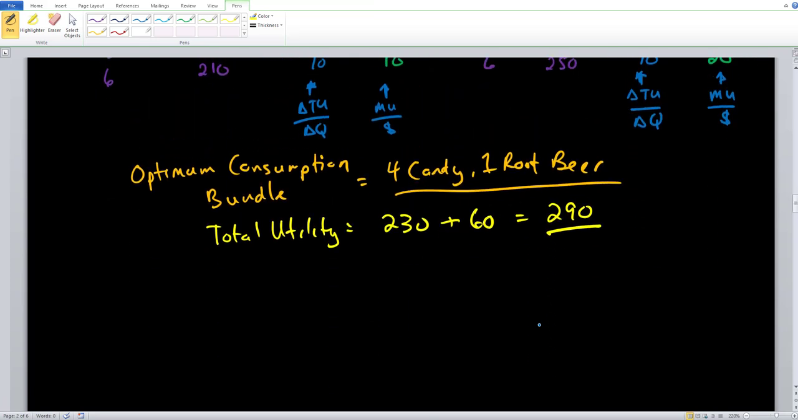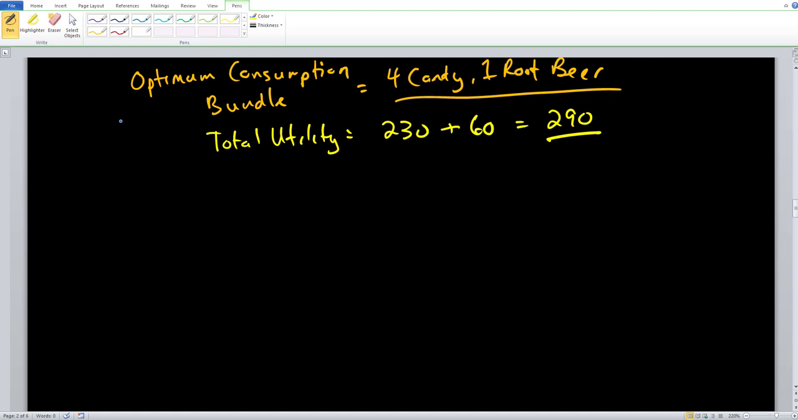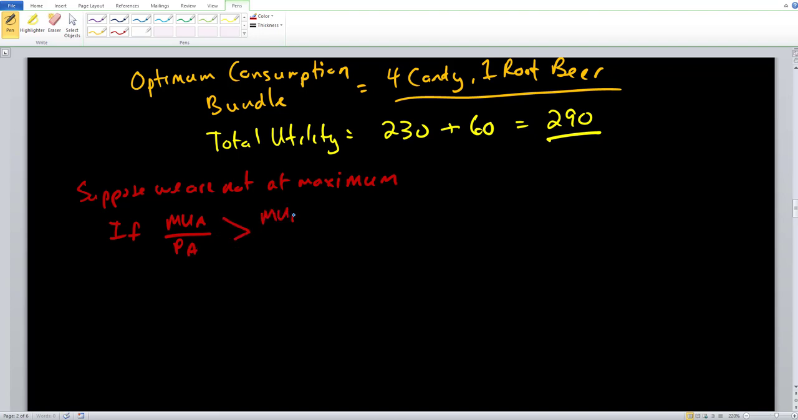So let's go ahead and write this down and see what we want to say in words. So just in full words right here. Suppose we are not at maximum. So these two things are not equal together. So what happens if this is the case? The marginal utility of good A divided by the price of good A is greater than the marginal utility of good B divided by the price of good B. So what should you do in this scenario in order for us to be utility maximizing or to find the optimum consumption bundle? Should you buy more of A? Should you buy more of B? Less of A? Less of B?